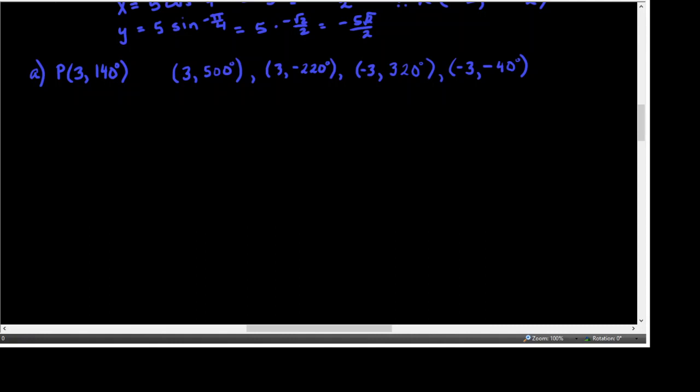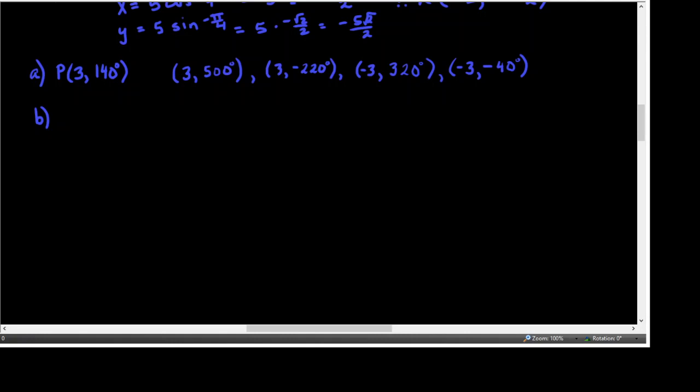Usually adding or subtracting a full cycle and keeping the r the same, or changing the sign on r and adding or subtracting 180 degrees. Those are the 2 major things that you would want to do. And of course if it's radians, that would be 2 pi for the first set and pi for the second one. Okay, this next one.